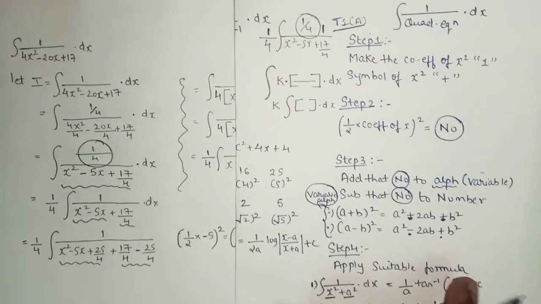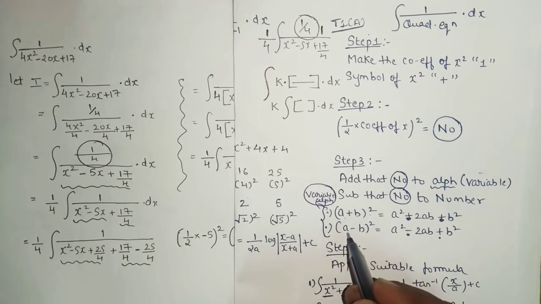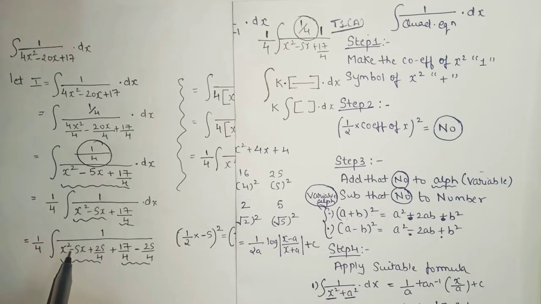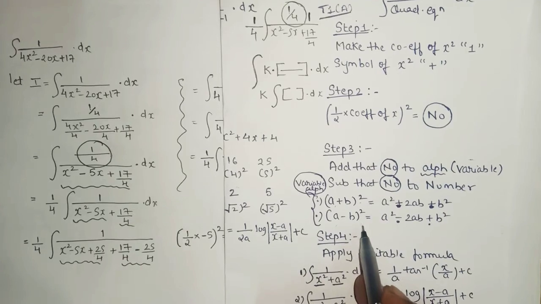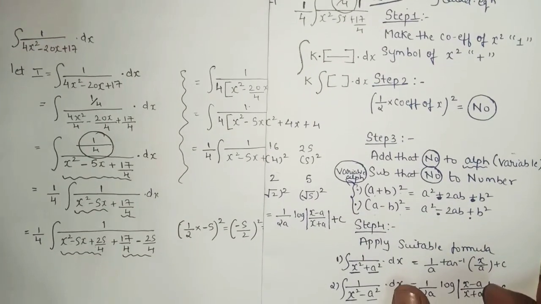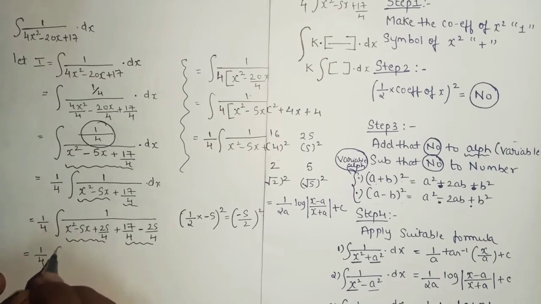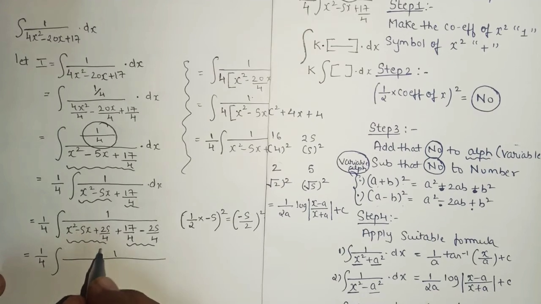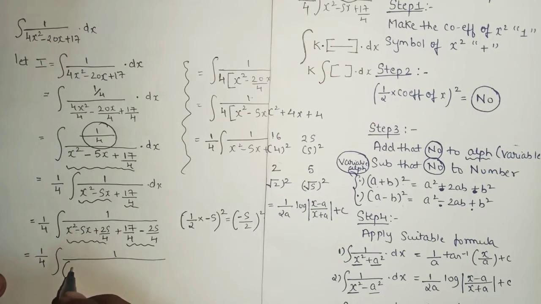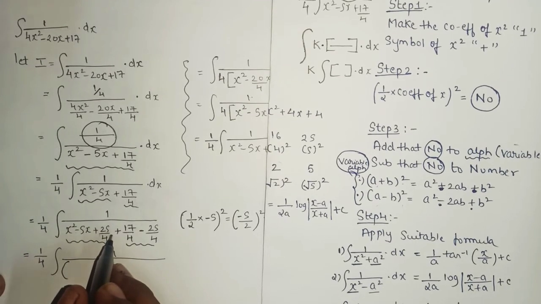After this part, it will get converted into either a plus b the whole square or a minus b the whole square. Now here the first symbol is minus and the second symbol is plus. Whenever it is minus and plus, of course it will get converted into a minus b the whole square. So how to convert? We'll write this step, x square minus 5x plus 25 upon 4, directly as a minus b the whole square, as it looks like a square minus 2ab plus b square.